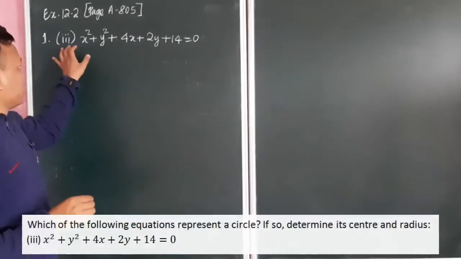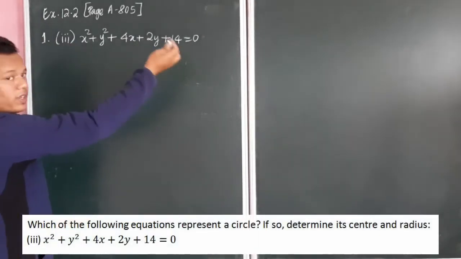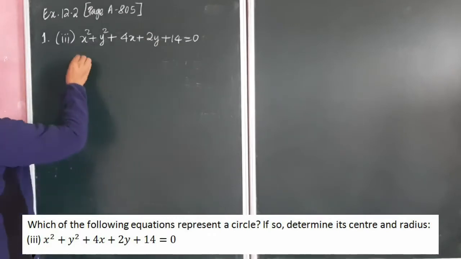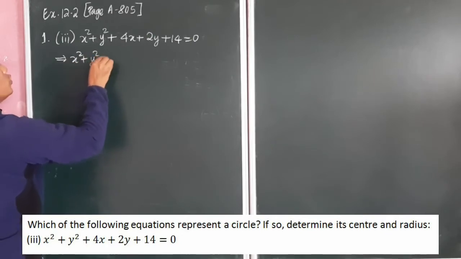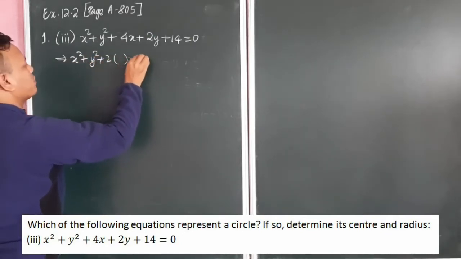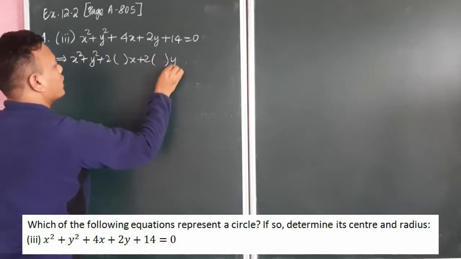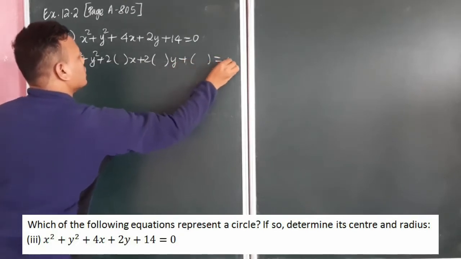Now let's take the third question. So the question is given in this way. So let me write this in general form. So we can write this as x square plus y square plus 2 into some number into x plus 2 into f into y plus c equals to 0.